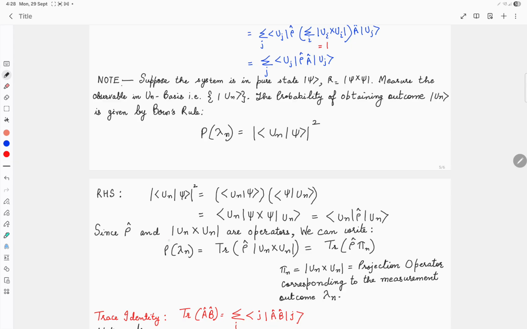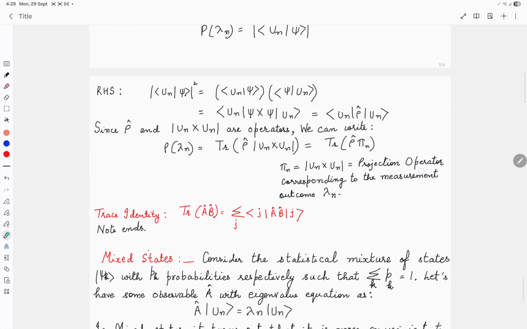Now since rho and the outer product of un are both operators, we can write the probability of lambda n, which is the probability of an eigenvalue, as the trace of rho with the outer product of the eigenbasis un. This outer product of un will be written as trace of rho pi n, where pi n is given by this. So that means we can express the probability in terms of the density operator also. Pi n is the projection operator corresponding to the measurement outcome.